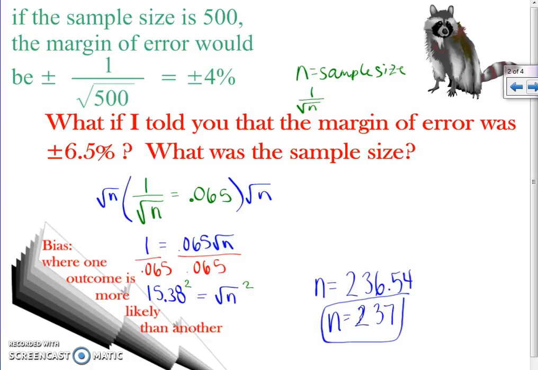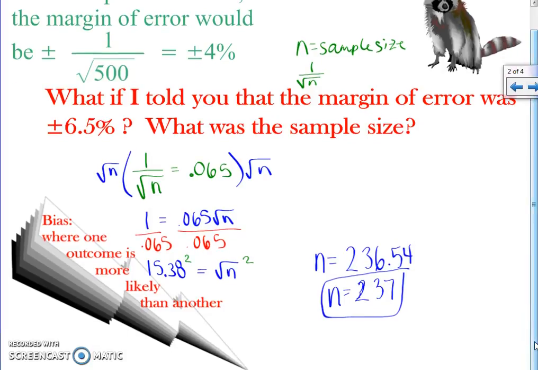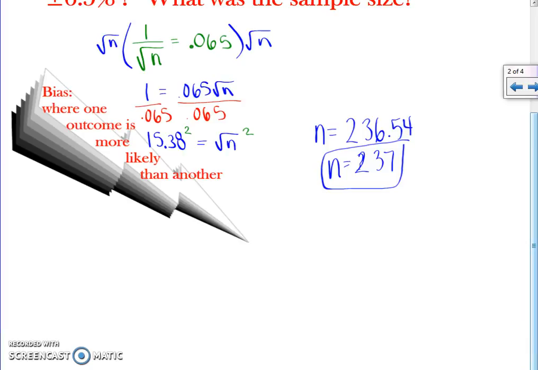All right, bias. Bias is where one outcome is more likely than another. So if you're in a situation and you know ahead of time that one answer, either candidate A or B, is more likely to happen, then there is a bias. We try to get rid of bias whenever we're doing samples and things like that, but sometimes we can't avoid it 100%, but we try to reduce it as much as possible.